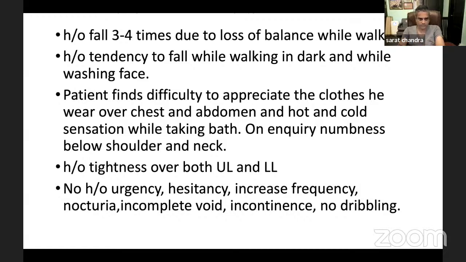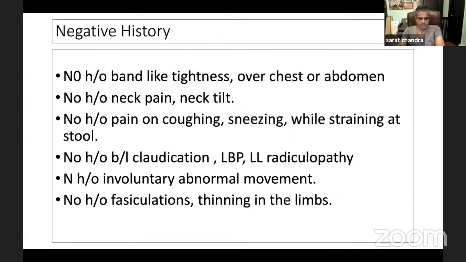You can continue. There is no history of band-like tightness of chest or abdomen. There is no neck pain or neck tilt. There is no history of pain on coughing, sneezing, or straining at stool. There is no history of bilateral claudication, low back pain, or lower limb radiculopathy. There is no history of involuntary abnormal movements. There is no history of fasciculation or thinning in the limbs.